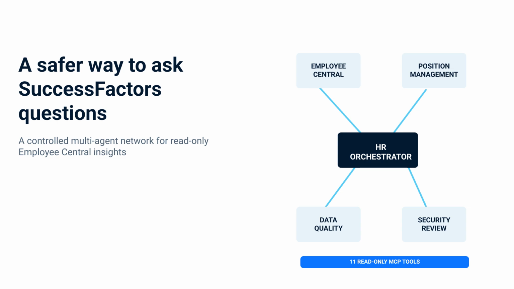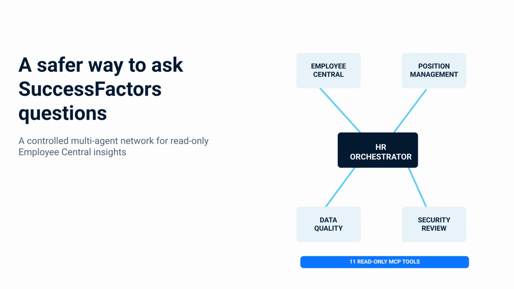At the center of the network is the HR Orchestrator. It receives the user's question, understands the request, and decides which specialist agents should be involved. The four specialist agents are Employee Central, Position Management, Data Quality, and Security Review. The current prototype uses synthetic SuccessFactors style data so it can be demonstrated without access to a real SAP SuccessFactors tenant. It is implemented locally using the OpenAI Agents SDK Runner and 11 read only MCP tools.